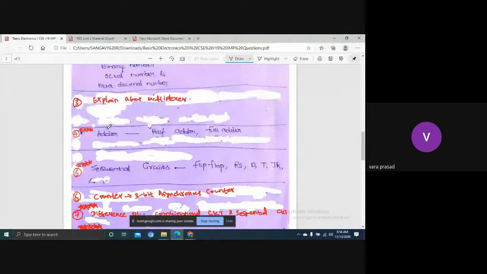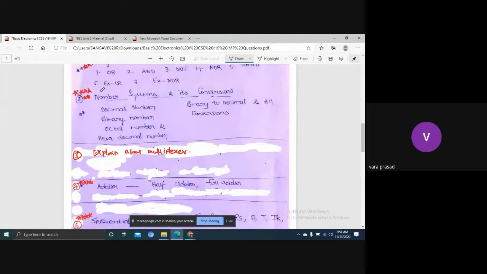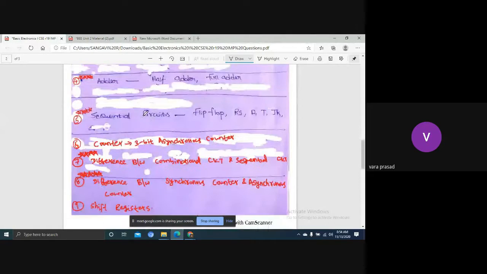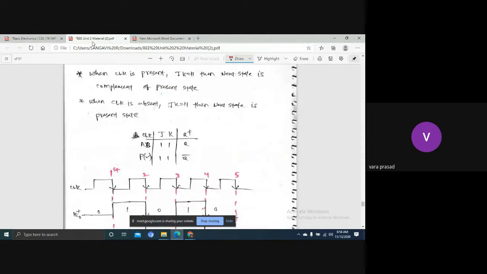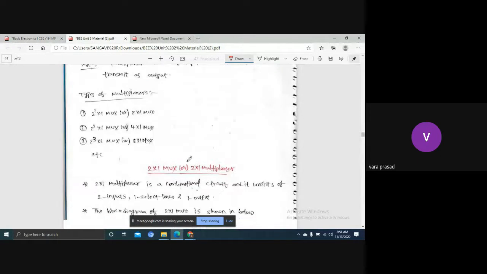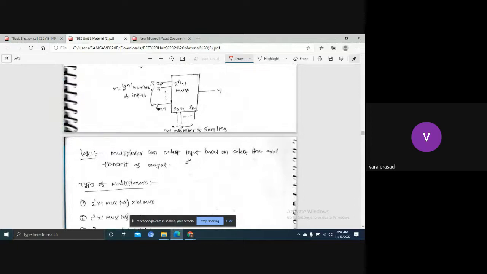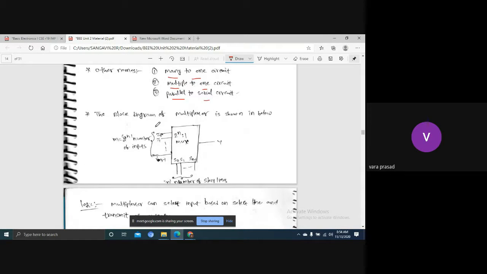Explain about the multiplexer. Okay, what is meant by multiplexer? Multiplexer is a combinational circuit. It consists of multiple inputs and a single output. Other names are many to one, parallel to serial converter, or parallel to serial circuit.